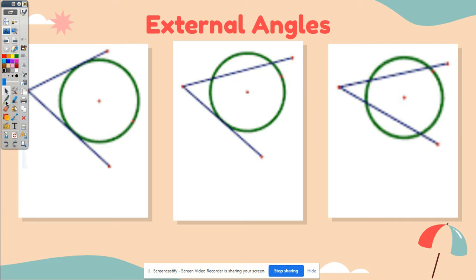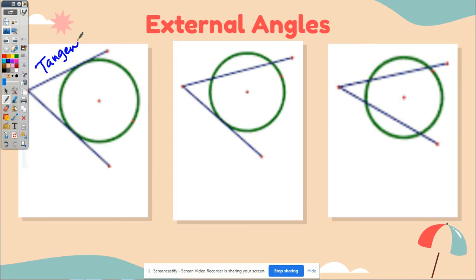All right, now let's talk about external angles. First, you need to know what the names of these lines are. This line is called a tangent. This line is also called a tangent because it only touches the circle one time. This line right here is called a tangent. This line up here goes through the circle, so it is not a tangent. It touches the circle more than once.